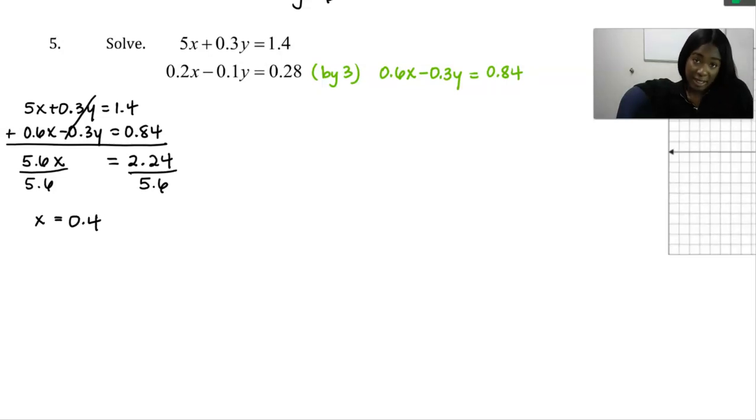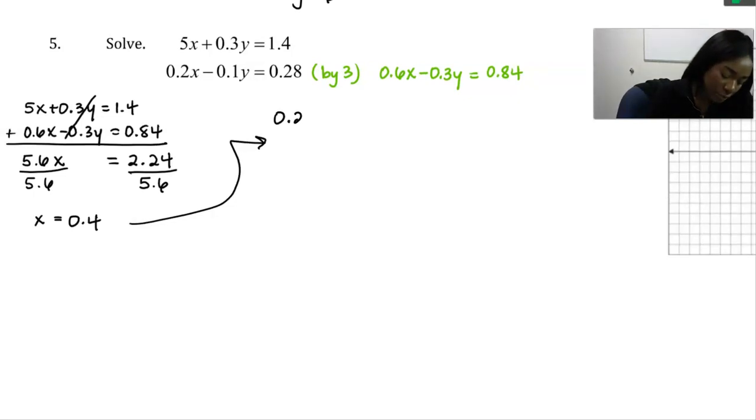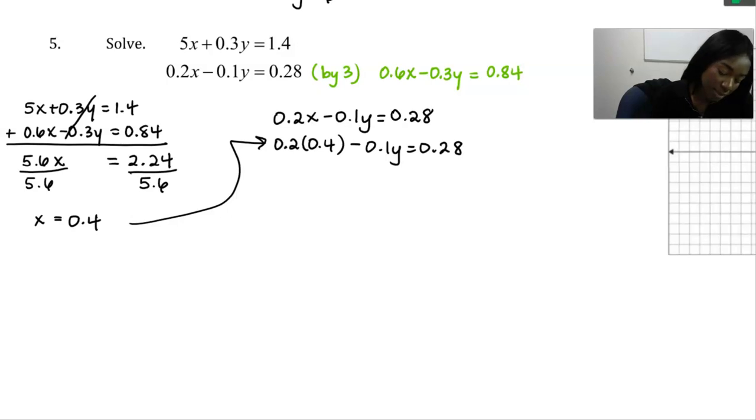Now that we know that x is equal to 0.4, we can choose either equation to substitute into and solve for y. I'm just going to choose to substitute into the second equation, which was 0.2x minus 0.1y is equal to 0.28. I am going to plug in x as 0.4. Now I'll multiply. 0.2 times 0.4 is 0.08.